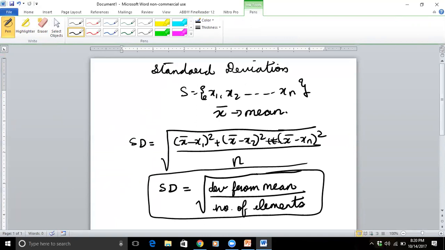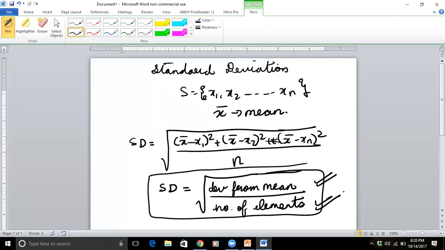Standard deviation basically depends on two things. The standard deviation depends upon the deviations from the mean on the numerator, and it also depends upon the number of elements on the denominator. The standard deviation does not directly depend upon the mean. Keep that in mind.